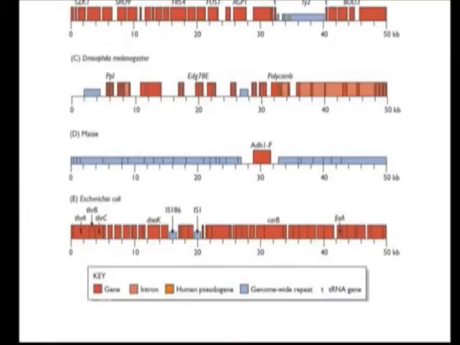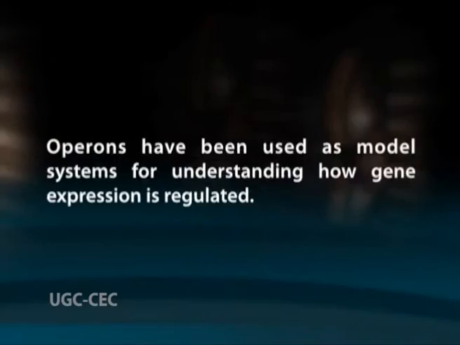Some genes have virtually no space between them. For example, in the case of synthesis of the amino acid threonine, the genes THRA and THRB are separated by a single nucleotide, and THRC begins at the nucleotide immediately following the last nucleotide of THRB. These 3 genes are an example of an operon, a group of genes involved in a single biochemical pathway. Operons have been used as model systems for understanding how gene expression is regulated.